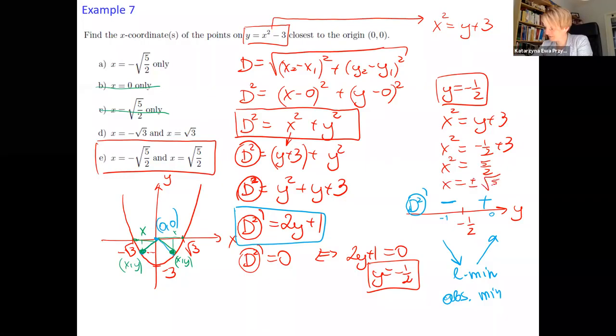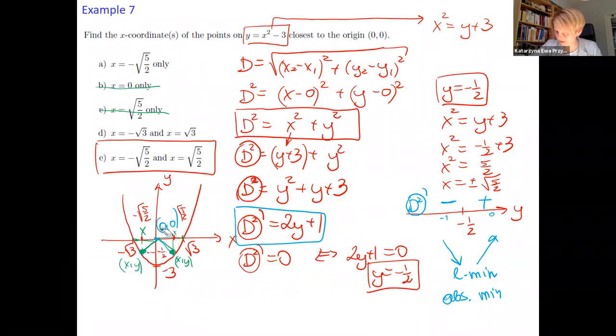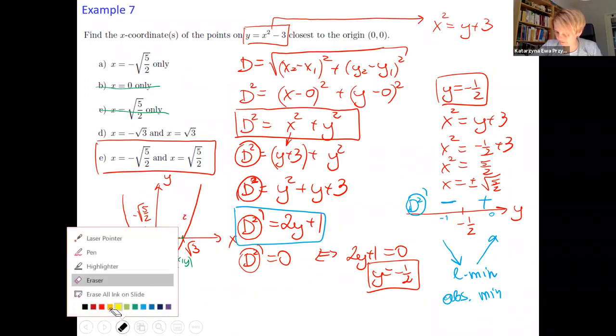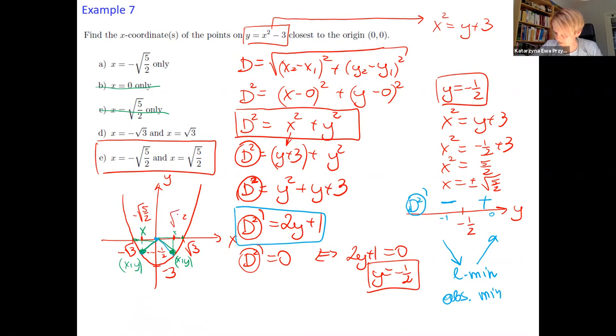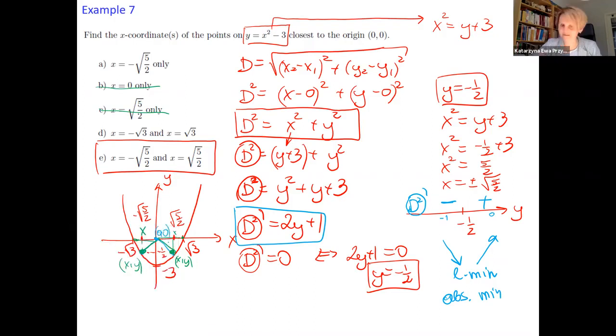Positive and negative square root of 5/2. And yeah, makes sense. This is negative 1/2, and this will be positive, and negative square root of 5/2. I can remove that 0, 0, because we know this will be 5/2. I'm just trying to organize, and this is of course 0, 0. Okay, nice exam type question.